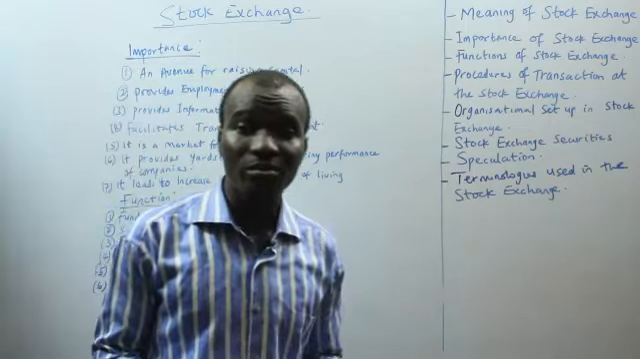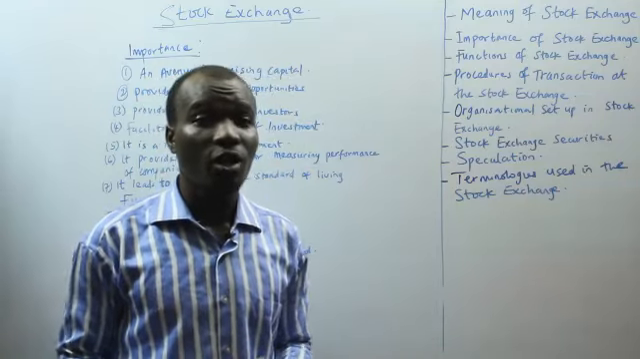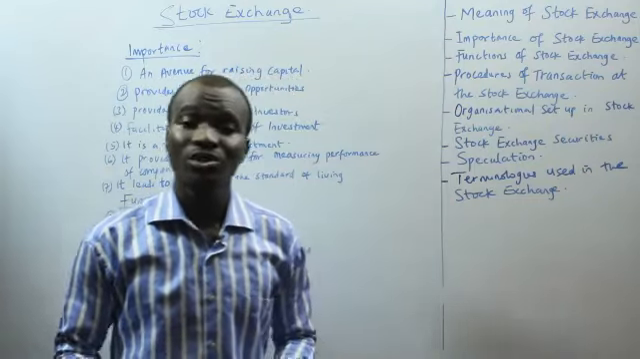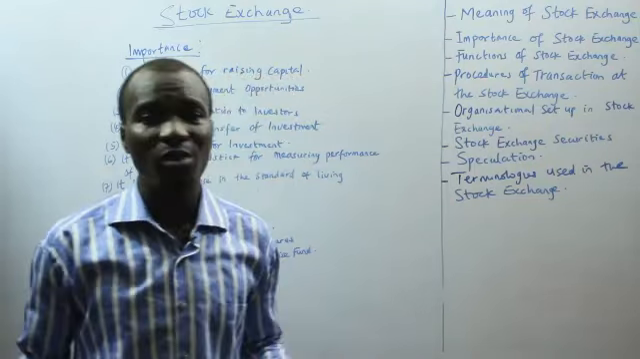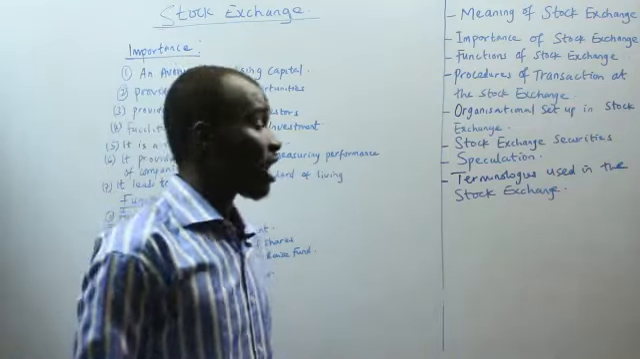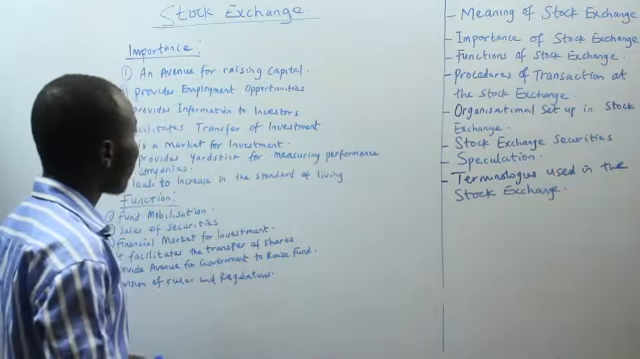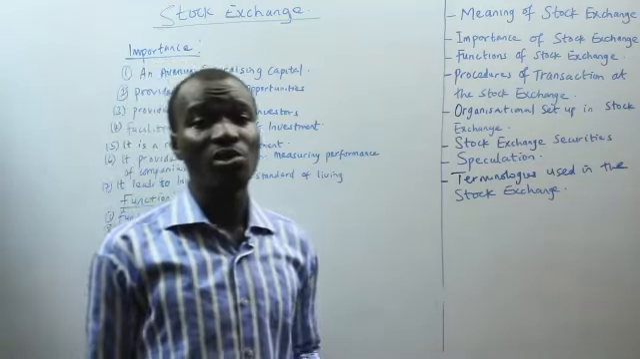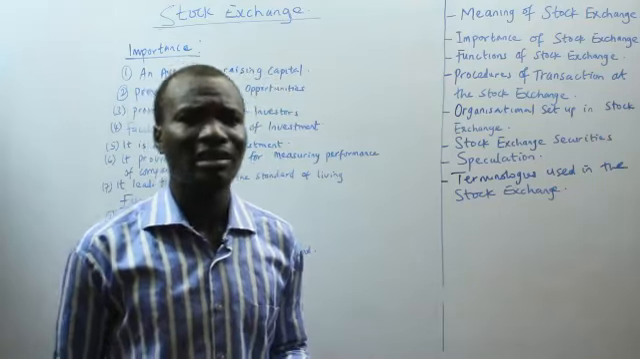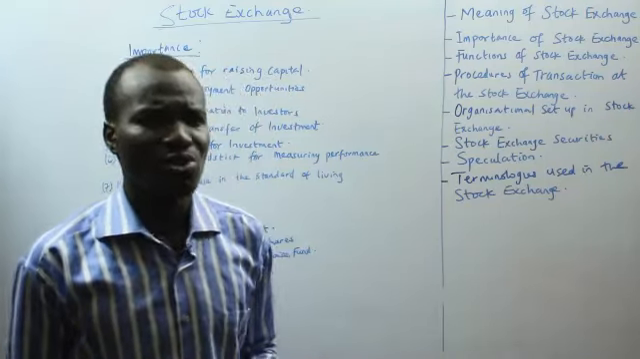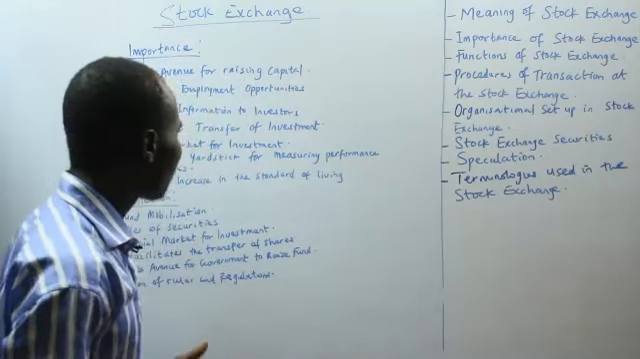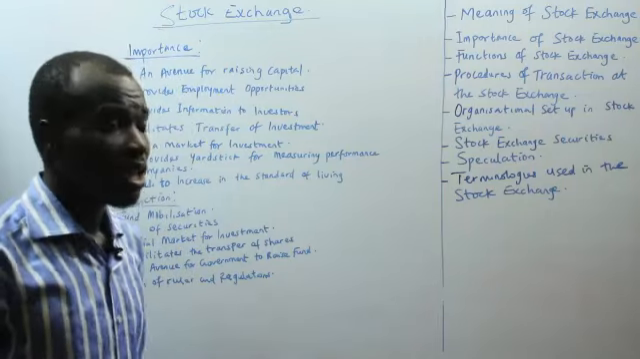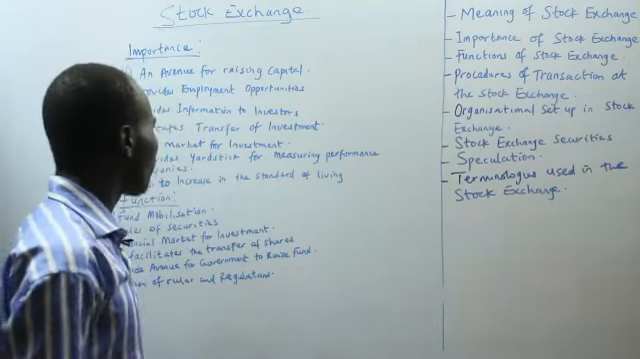We have a lot of agents, a lot of workers in the exchange. We have brokers, we have jobbers. So stock exchange provides employment opportunities for this category of people, and it also provides information to investors. The exchange gives necessary information that is needful to the investor. So investors derive information from the exchange about the securities, about the existence of the security, and other important information.